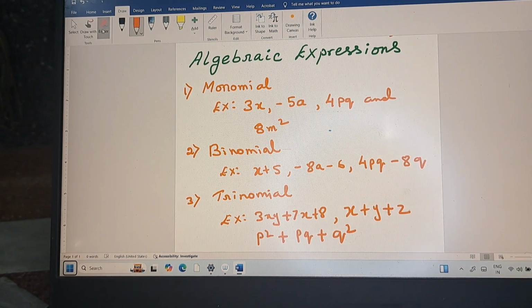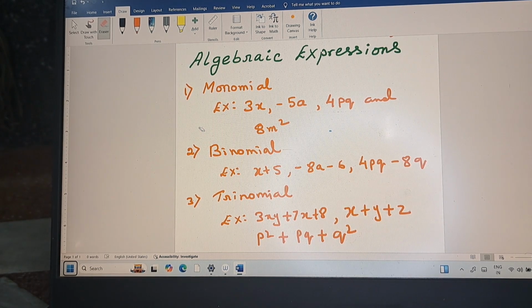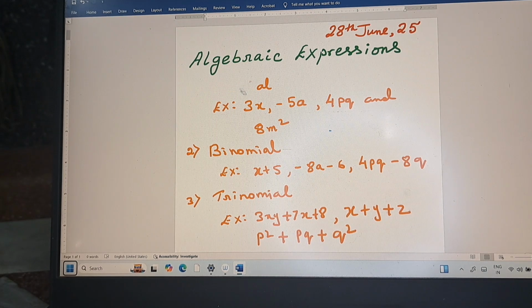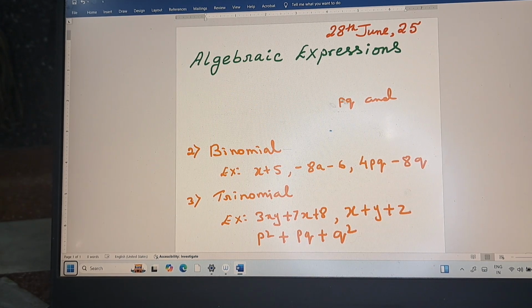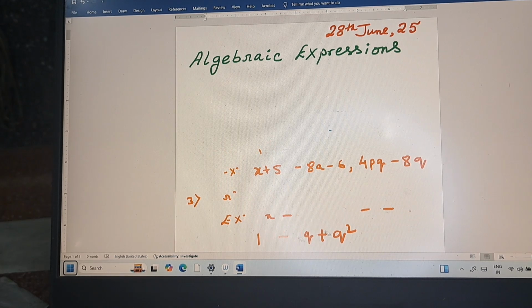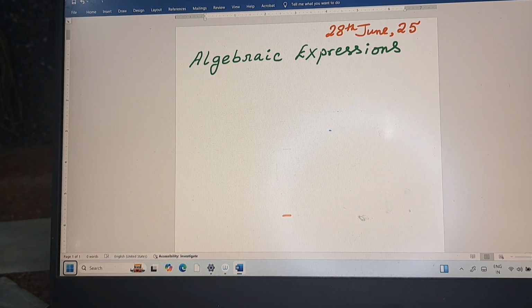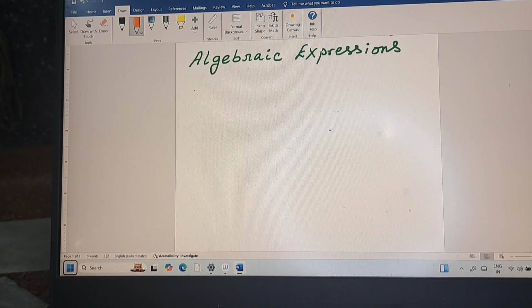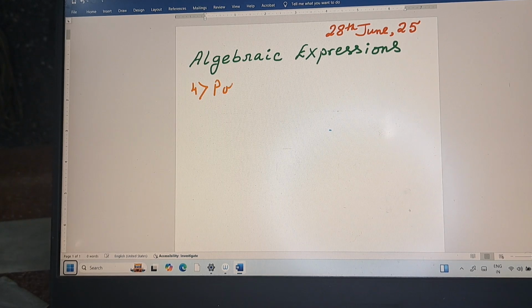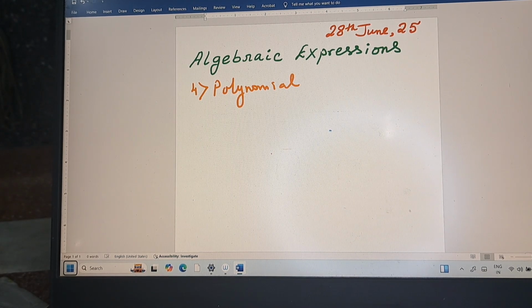The fourth one is called polynomial. So let us check what you mean by polynomial. Number 4 is called polynomial. An algebraic expression having several terms is called a polynomial. So there is no limit to the number of terms in a polynomial.